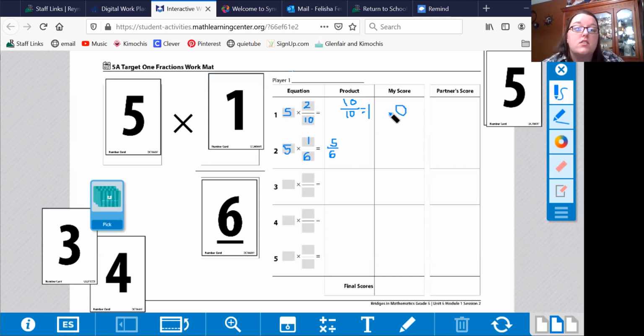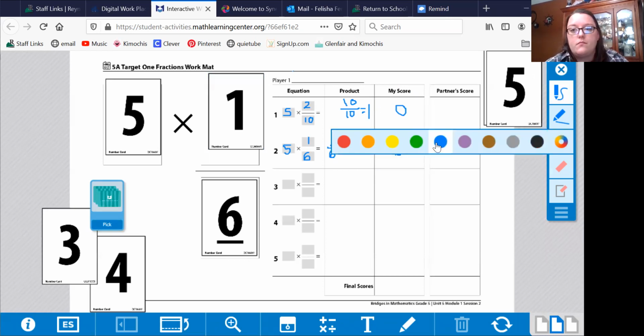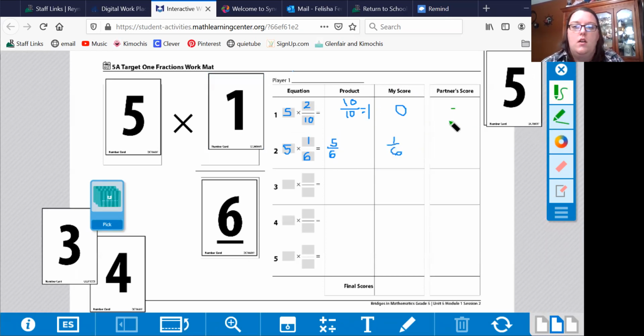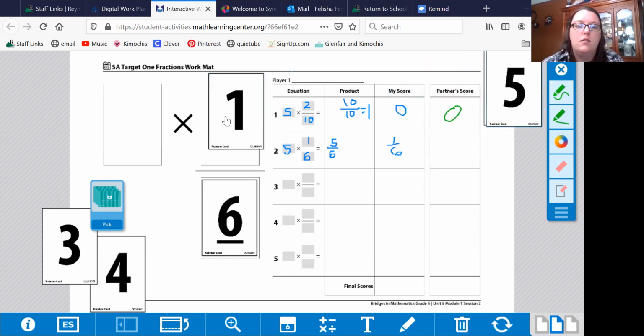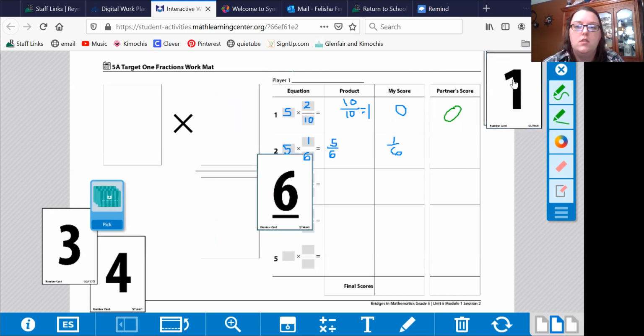So now my score, right? How far away from 1 am I? What's the difference? And I would need 1/6 more to get to 1. So my score here is 1/6. My score is going to be however far away from 1, whether I'm under or I'm over. And in this case, I'm under. So they got 0 on that round. We'll pull these over to the discard pile and we'll go see what happens on player 2.